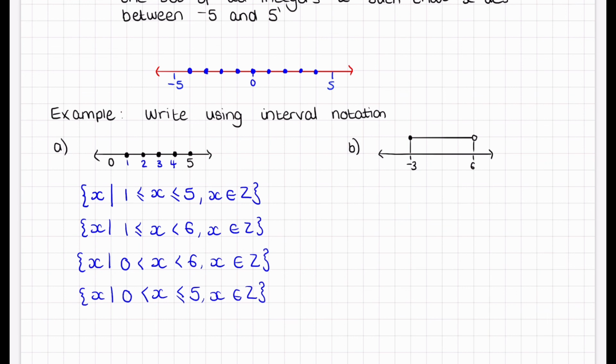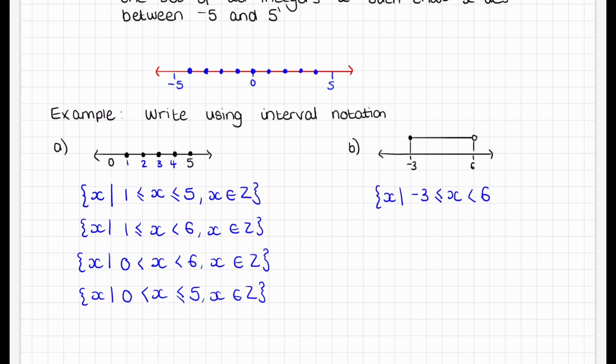B, this is going to be like that first little example we did above. And we can look at that and we can see it's real numbers because the line's drawn above. Start with our set, our x, such that. Now we've got the coloured in circle on -3, which means that's going to be a greater than or equal to. There is an open circle on 6, which means that's just less than.